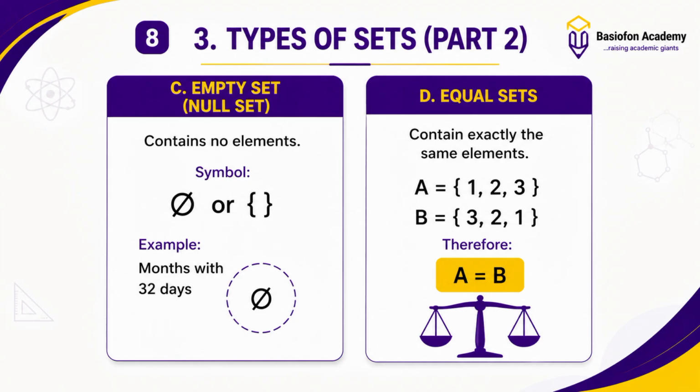Third is the empty set, also known as a null set. This is a set that contains absolutely no elements. We denote it using the symbol phi, or a pair of empty curly braces. For instance, if I ask you to list the calendar months with 32 days, the set will be completely empty because no such month exists. Finally, we have equal sets. Two sets are equal if they contain the exact same elements, even if the order is mixed up. As you can see, set 1, 2, 3 is perfectly equal to set 3, 2, 1.